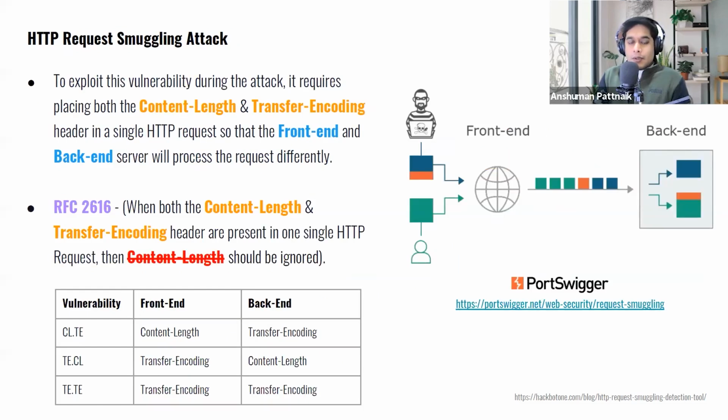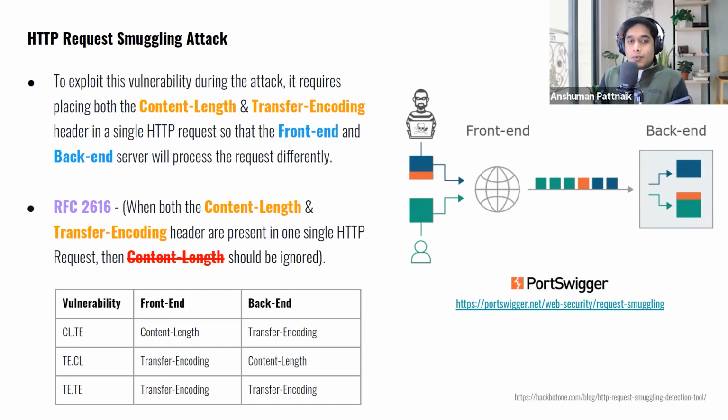Now let's discuss how we can exploit this vulnerability, and what the variants are. To exploit this vulnerability, it requires placing both the content length header and the transfer encoding header in a single HTTP request. As per the HTTP specification, there are two different ways to end a request: the content length header and the transfer encoding header. The content length header specifies the length of the message body, and the transfer encoding header specifies that the message body contains one or more chunks of data, with the chunk size followed by a new line and the chunk contents.